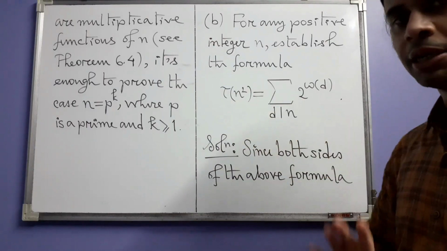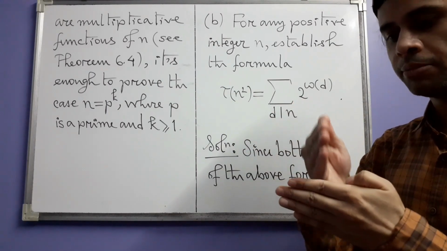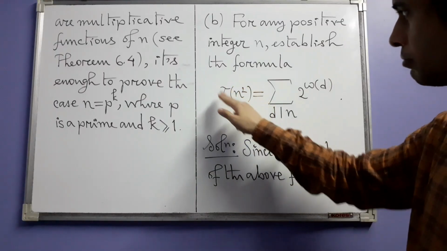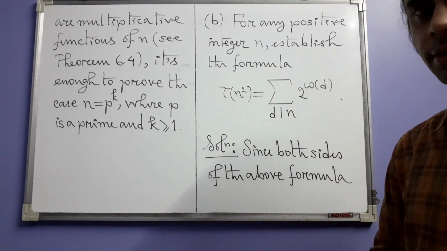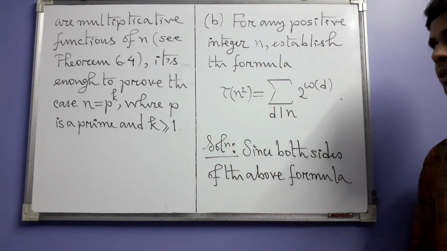And tau is multiplicative. So tau of m square times n square is tau of m square times tau of n square. So there you have it. The left hand side is a multiplicative function of n. The right hand side is, however, more complicated.